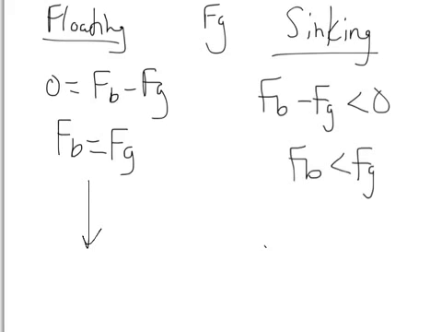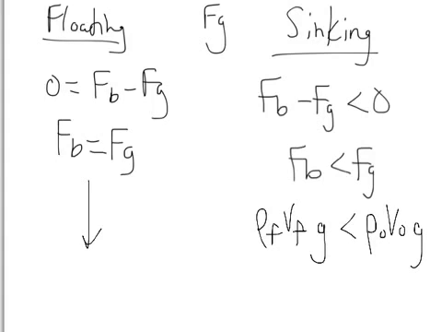So here, the buoyancy force is rho F V F times g, less than rho O V O g. Well, where does rho O V O g come from? Well, that comes from the fact that the mass times gravity is really the weight. That's really what it is. But remember that mass is density times volume.